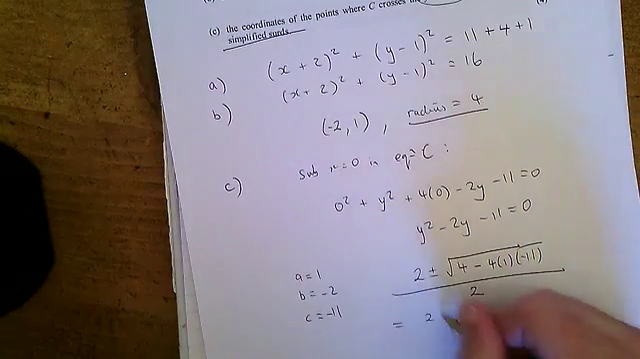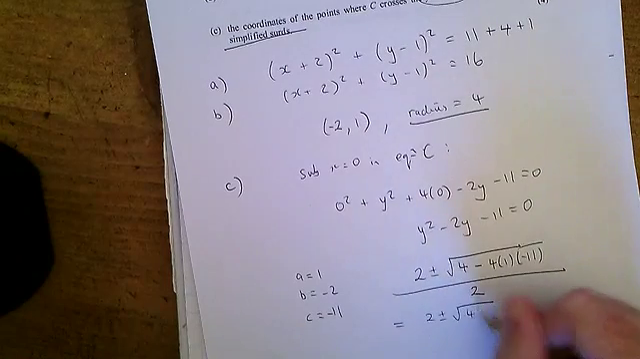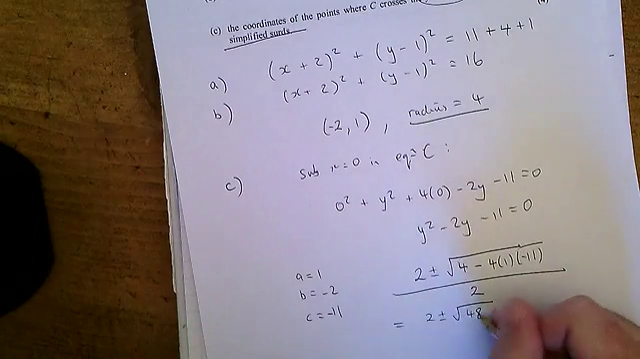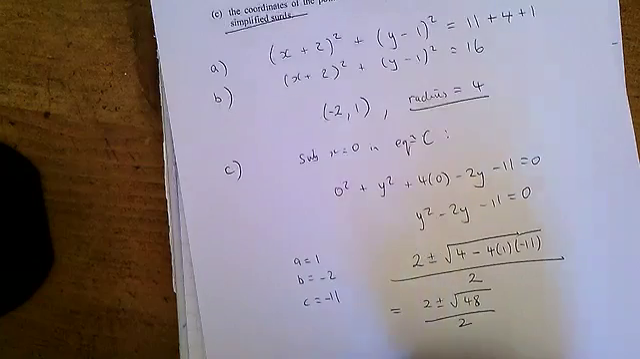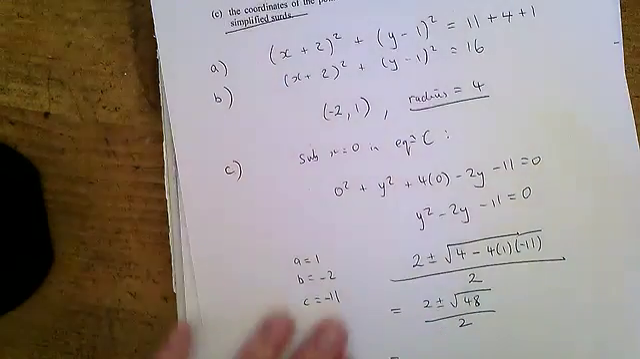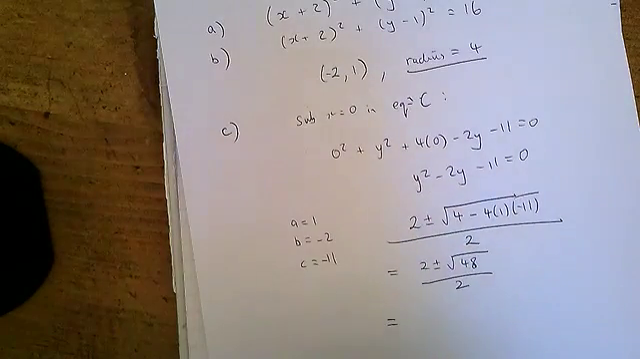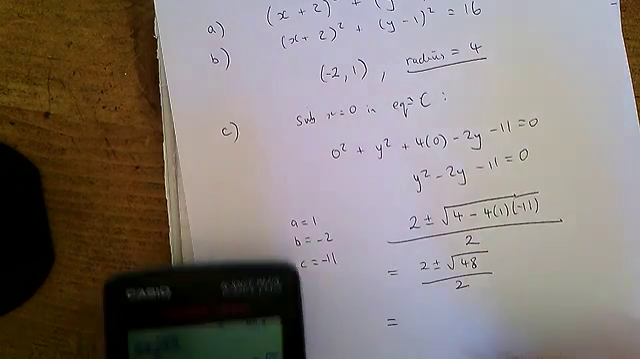So then I'm going to get 2 plus or minus the square root of 48, all over 2, and then I'm just going to put that into my calculator and see what I get. You could try and work it out in your head if you wanted to, but if you get it wrong, you've got a calculator for this paper, so I wouldn't run the risk if it was you. If it was me, sorry.